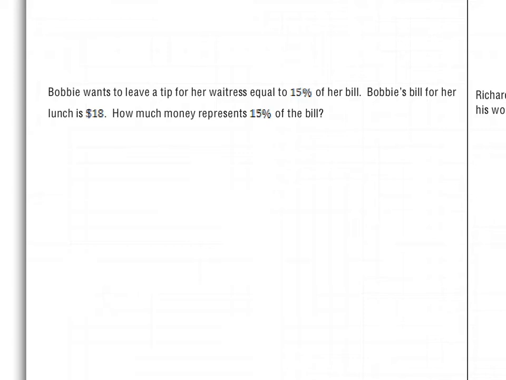Bobby wants to leave a tip for her waitress equal to 15% of her bill. Bobby's bill for lunch is $18. How much money represents 15% of the bill? So this is one where we're kind of talking about change, but we're looking for just the 15% of the bill. We're not looking for how much total they're going to end up leaving. So this is kind of like quantity equals percent times whole.